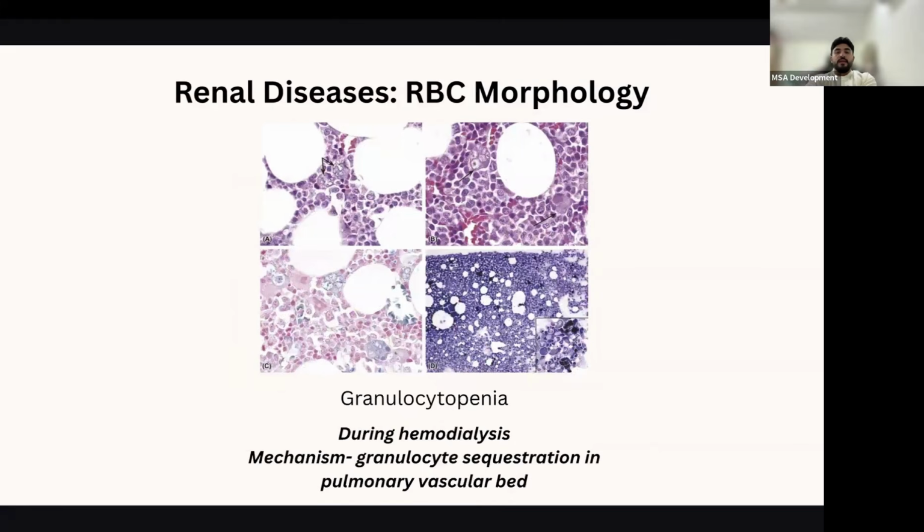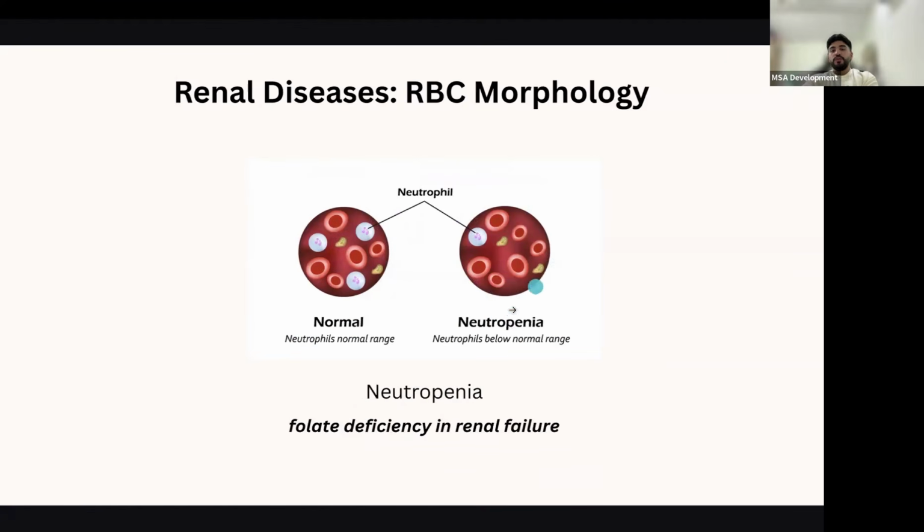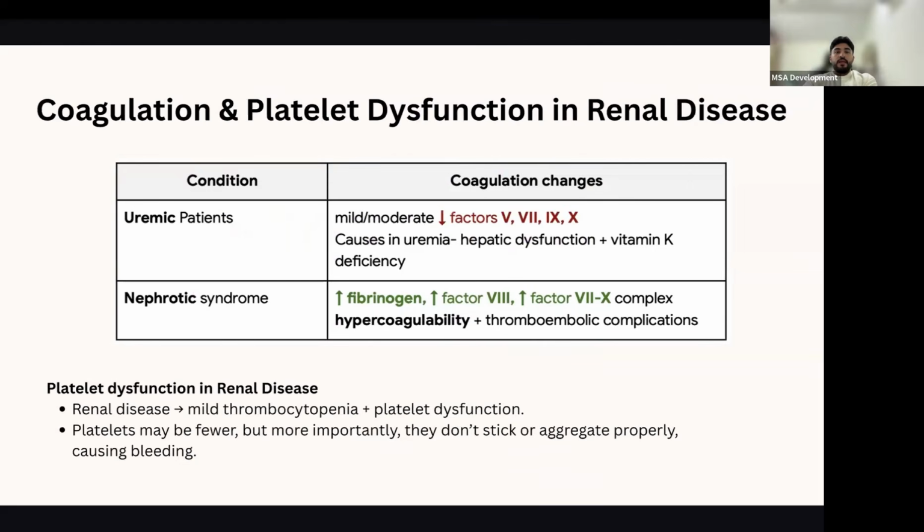Okay. And this is basically just a granulocytopenia. This is usually seen during hemodialysis, okay, where basically you have granulocyte sequestration in the pulmonary vascular bed. And lastly, neutropenia. Neutropenia also happens, okay? And it's also seen when you have folate deficiency in renal failure. Okay, neutropenia is basically low levels of neutrophils in the blood.